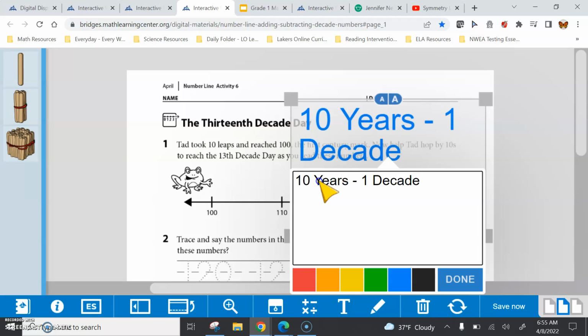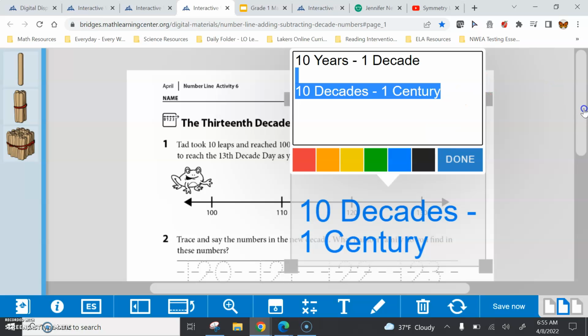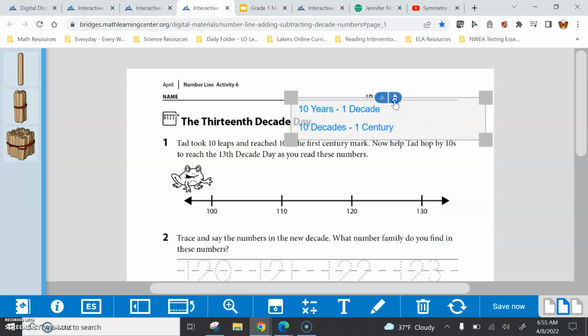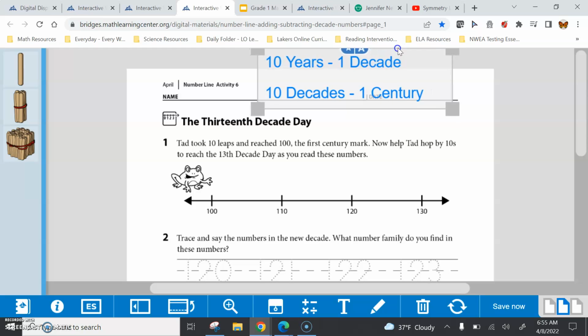10 decades equal to 1 century. I know that's very important information. And what I'll do is just adjust the size. There you go. Now you can see it up here.